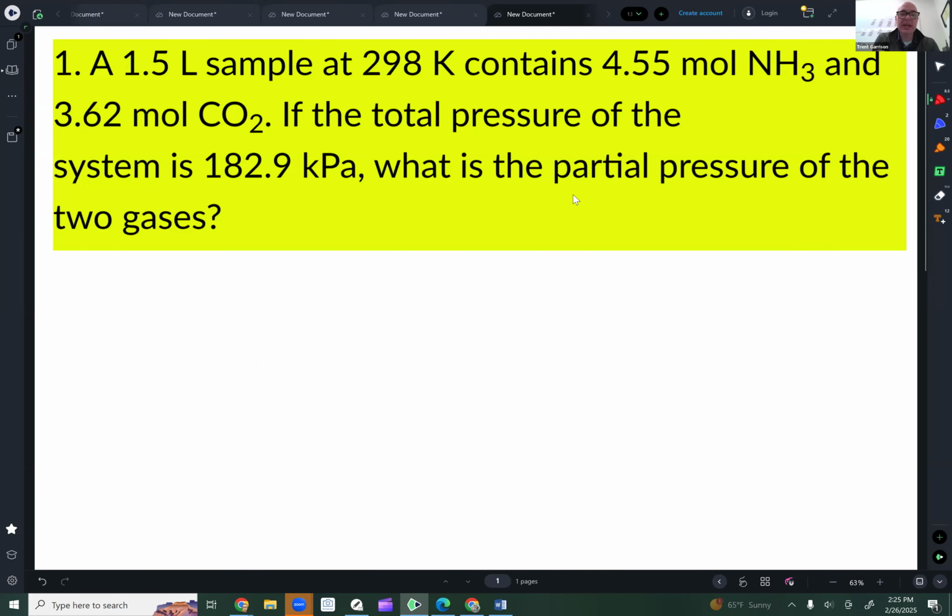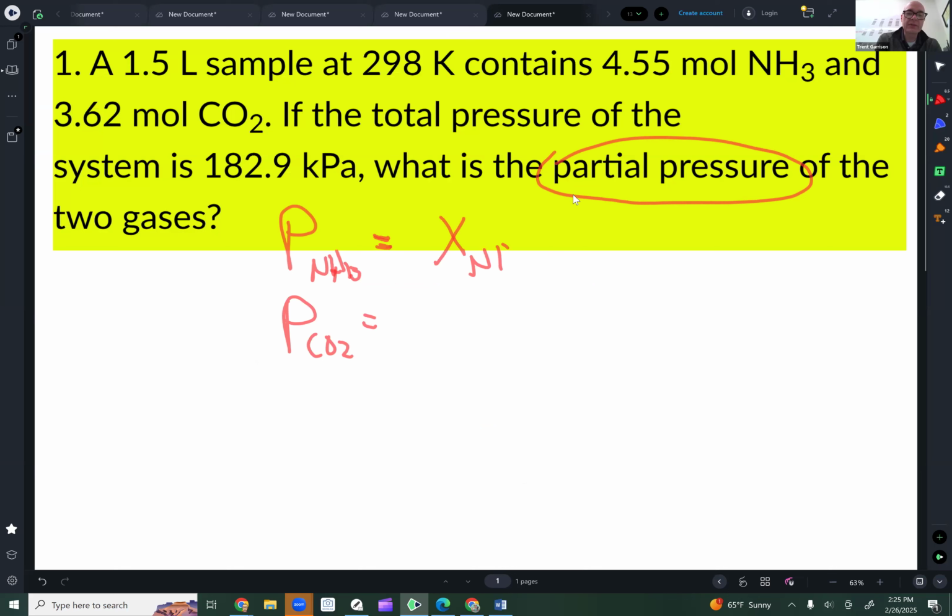If you see that phrase, partial pressure, that's how you're going to know that you're dealing with Raoult's law. And so we've got two gases, NH3 and CO2, and the mole ratio of those gases times the total pressure will give you the partial pressures of the two gases. So I don't need any liters. I don't need any temperature. What I need to do is figure out a mole ratio.